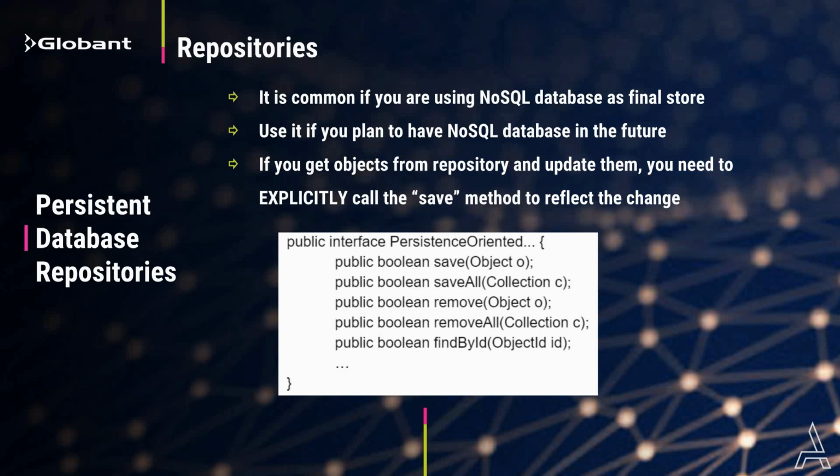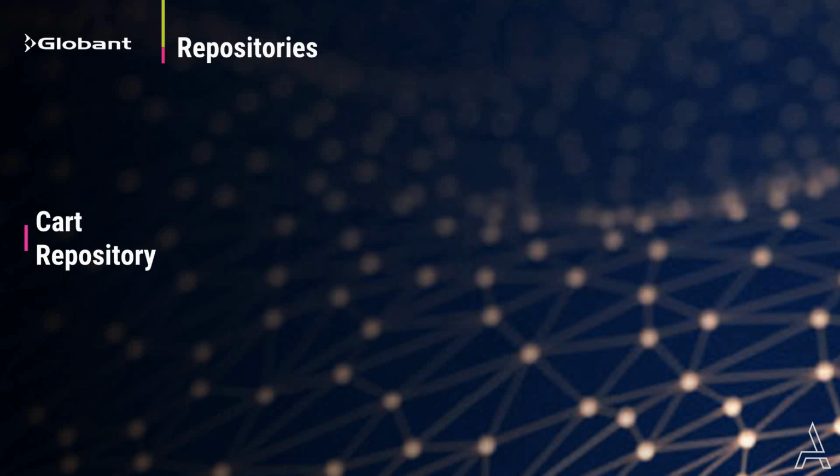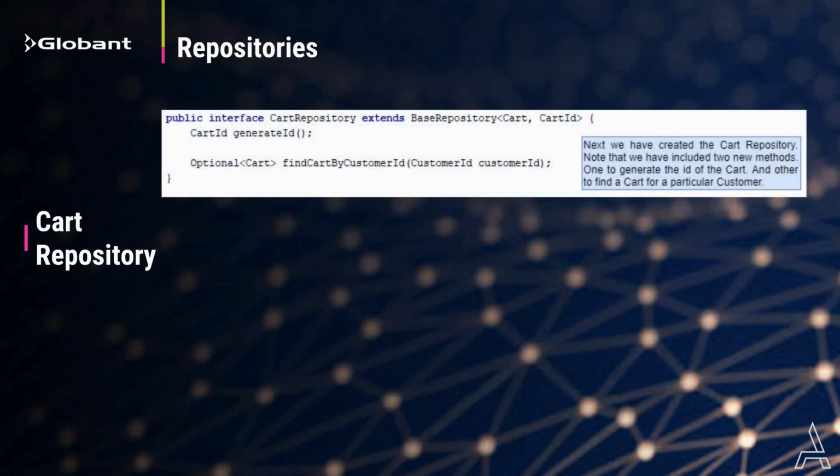Perfect. Let's see all of this in a concrete example, checking one of the repositories in our solution. We have selected the use of a repository that behaves as a persistent database. First, we have defined our base repository interface. We are going to use a persistent database repository, so this is the repository interface all repositories should use. Next, we have created the card repository. Note that we have included two new methods, one to generate the ID of the card and another to find a card for a particular customer.